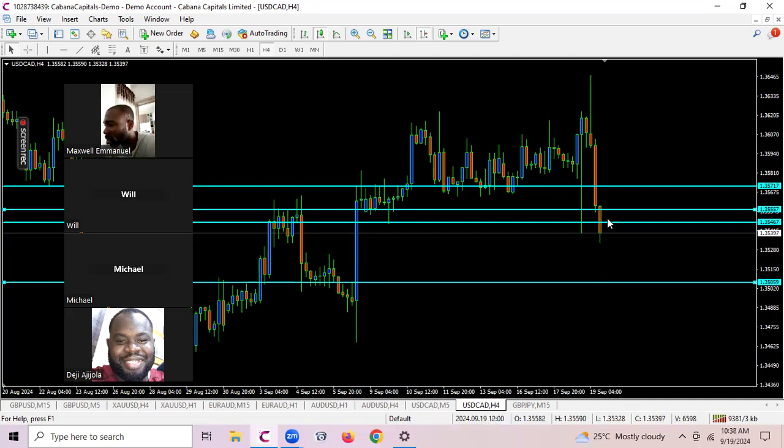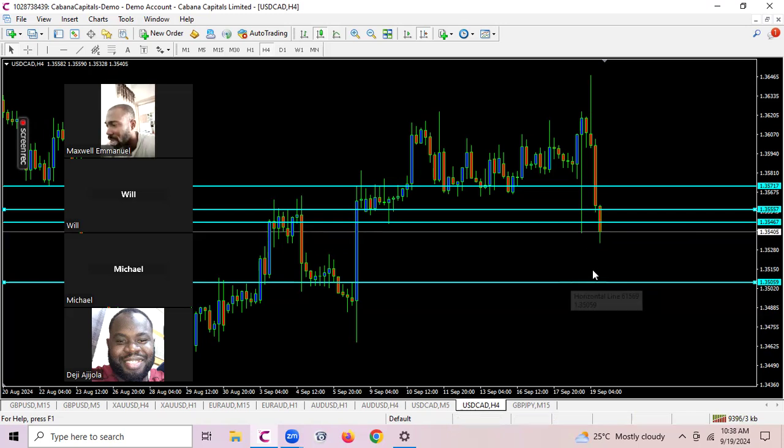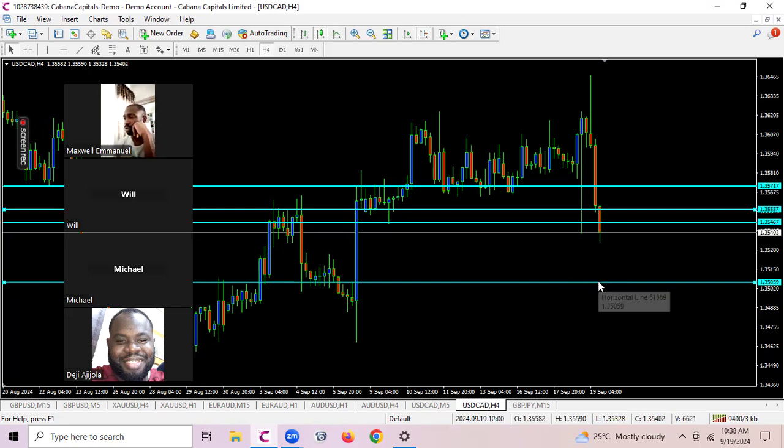But if a bullish reversal pattern forms on 4-hour, it means that if you are buying from this point, your stop loss should be below this level, because there's a high probability they will push price down to this level. So ensure your stop loss is below this level if you are buying.